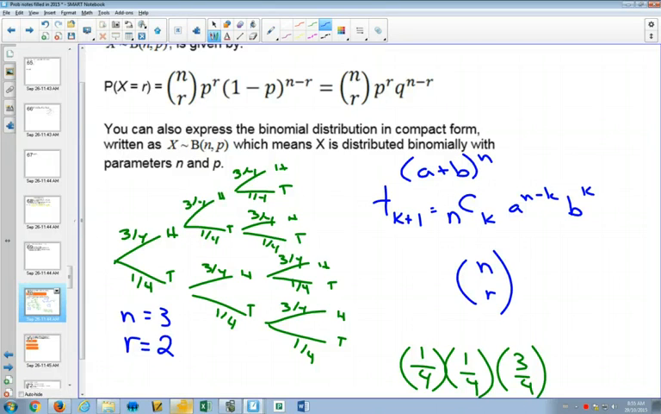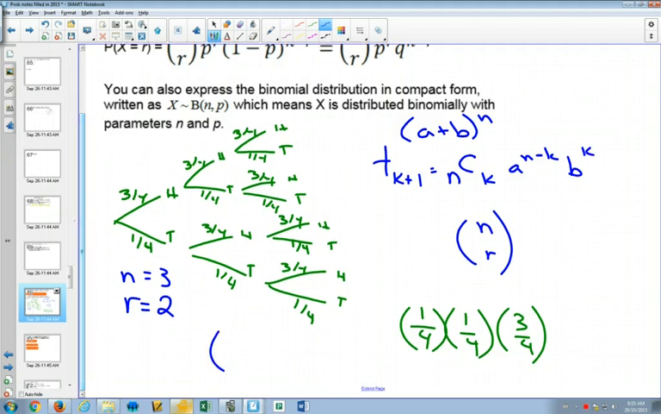This first part, the N choose R, the 3 choose 2, which is equal to 3, is how many branches have that. So the first part of our formula, 3 choose 2, which is equal to 3, tells us there's going to be 3 branches that have 2 true. We have that one here.